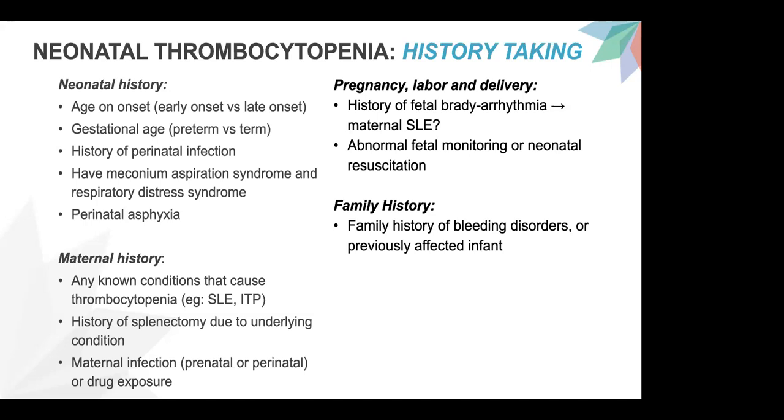Okay, in maternal history, we need to know whether there is a condition that can cause thrombocytopenia. Well, to be specific, what I mean by this is we want to know specifically if the mother has an autoimmune disorder, because a mother with autoimmune disorder like SLE, ITP, can cause neonatal thrombocytopenia. Another thing, history of splenectomy in mom could give a clue that this mother has some underlying condition like the autoimmune disease itself. Maternal infection and drug exposure can cause neonatal thrombocytopenia also. We need to ask thorough history about pregnancy, labor, and delivery.